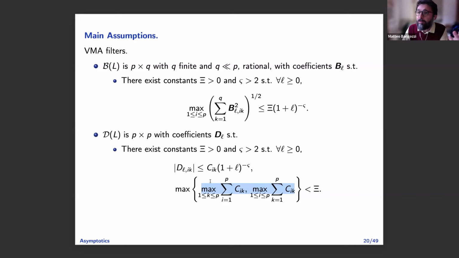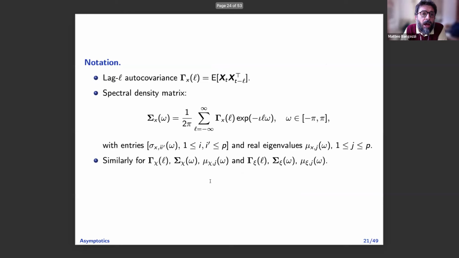Because what does short memory mean in a cross-sectional context? There might be definitions, but then you enter a world that we don't want to enter. So this is the way we make these assumptions. This assumption actually is borrowed from the work by Forni, Hallin, Lippi, and Zaffaroni, so it's not ours. Okay, just a notation.